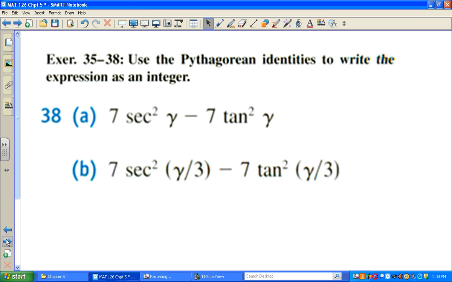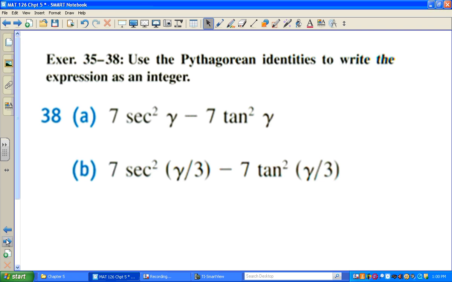Oh, 7 secant squared minus 7 tangent squared. Oh, I did it. This is the Pythagorean identities. Equals 7. I don't know. Does it equal 7 or 0? You don't need a calculator for this. All you need is a pencil.